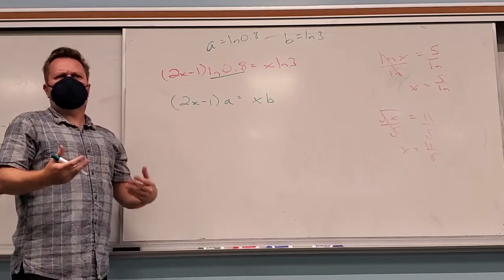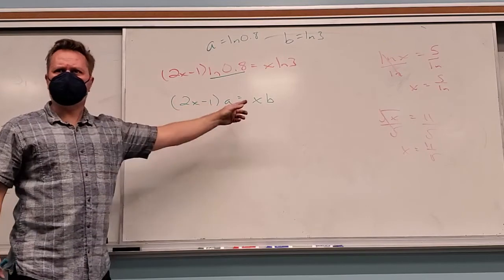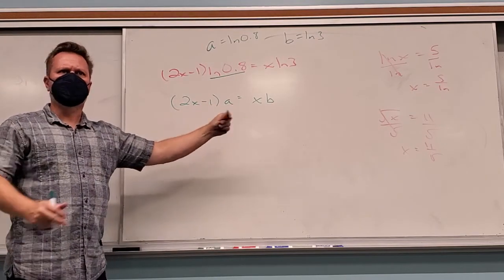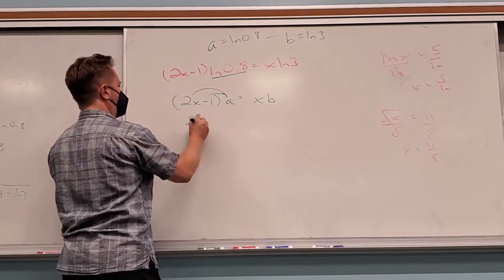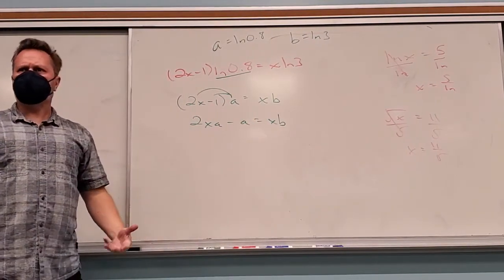Why am I allowed to do this? Because I said what A is. So these are the same thing. It's just easier to look at now. Do you guys agree with me? So now when I distribute this, isn't this just going to be 2xa minus A equals xb? That looks a lot better, yes?